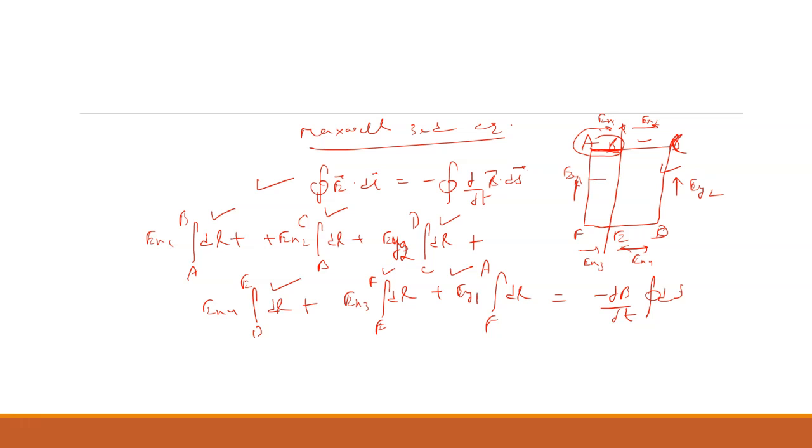This dl is our delta x by 2, EX1 A to B. Okay, what was that? Delta x by 2. Again, from B to C, EX2 delta x by 2. Okay, now from C to D, it will become minus of EY2 delta y, because this side is delta y.